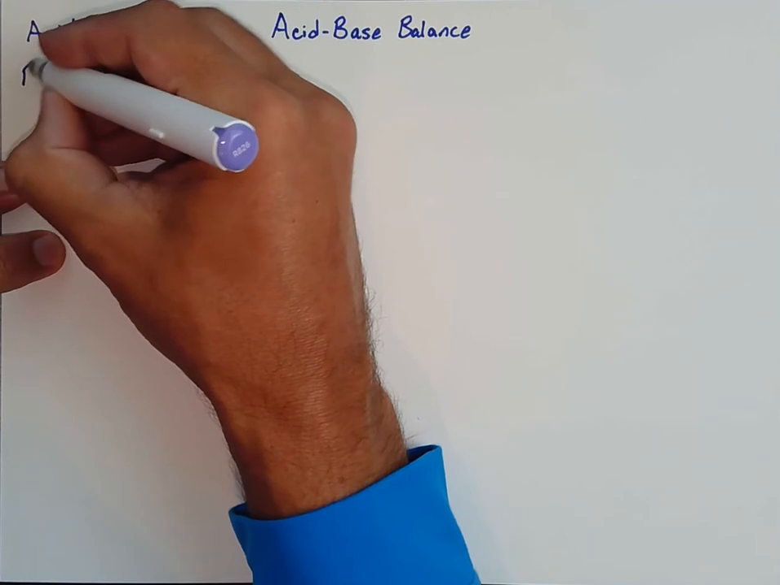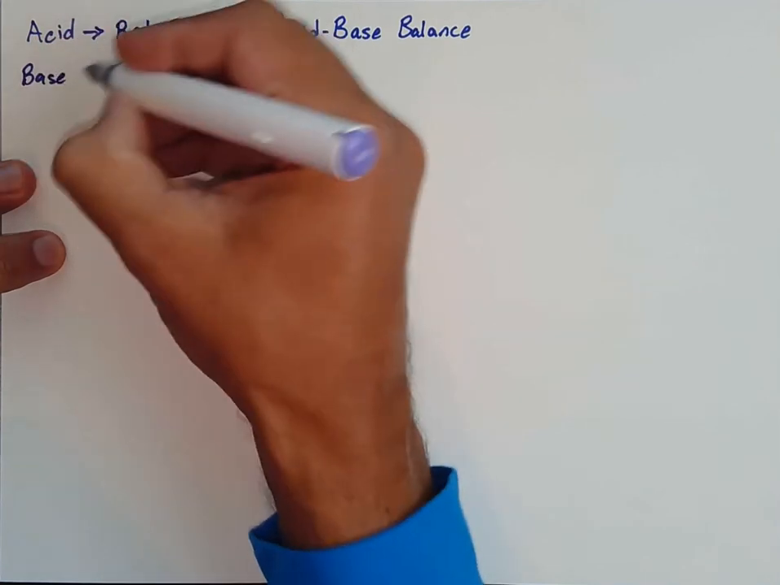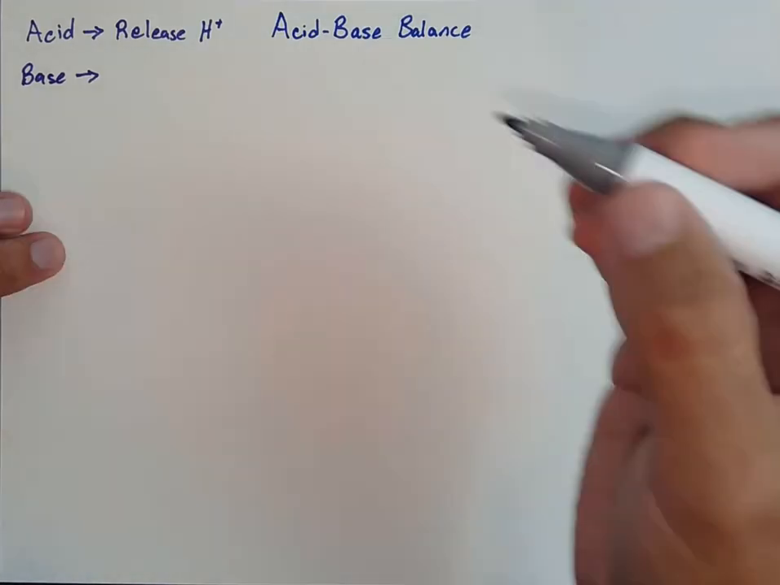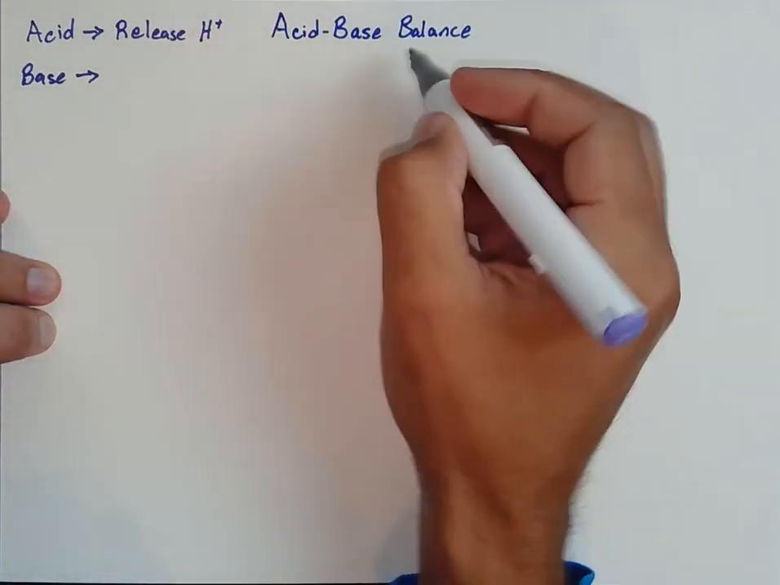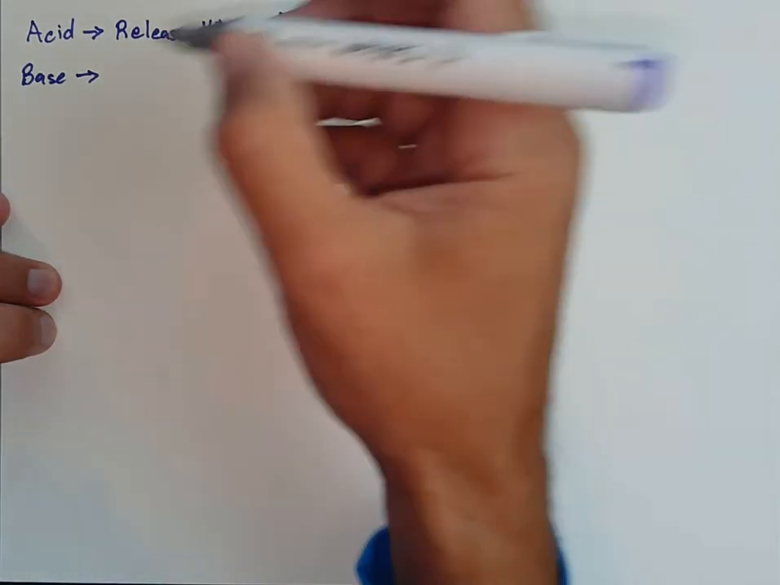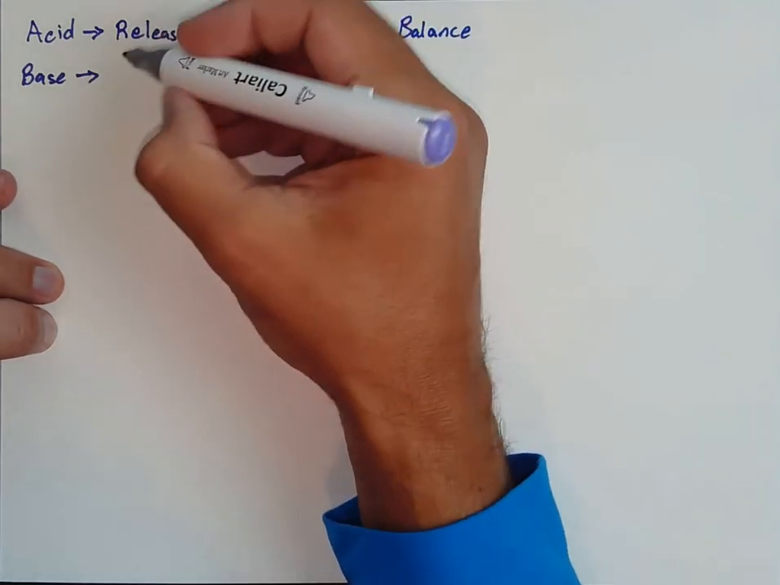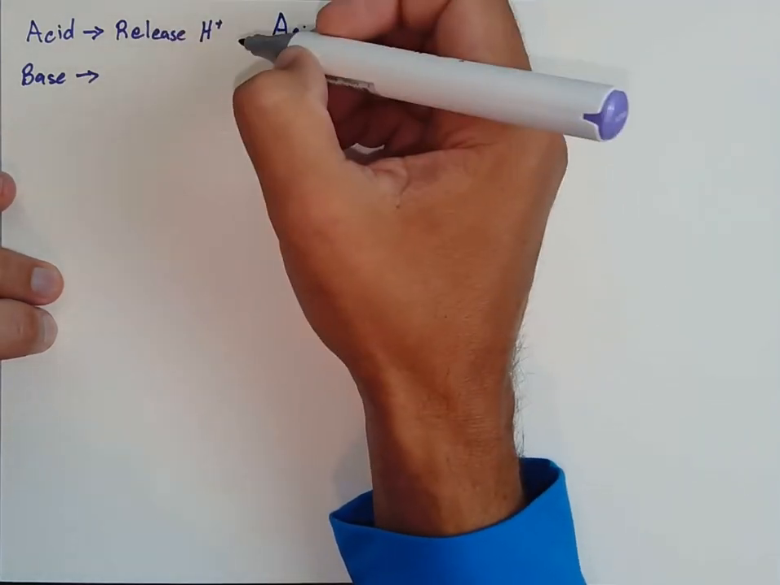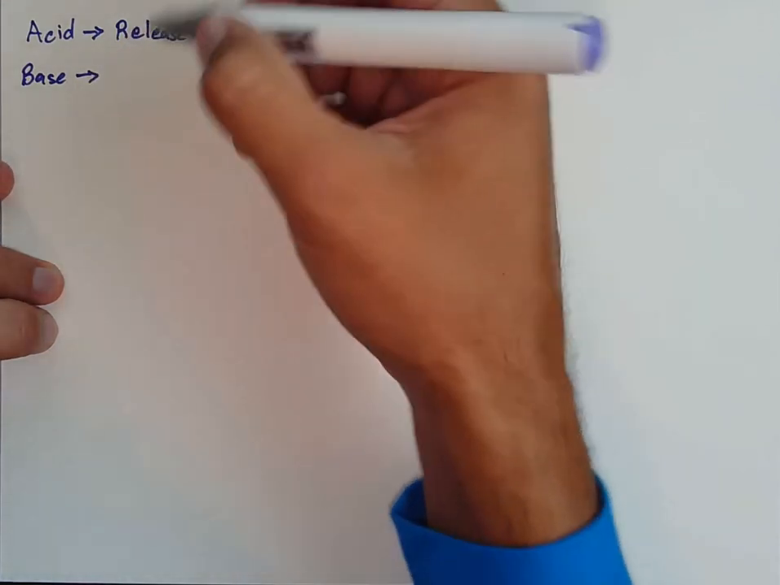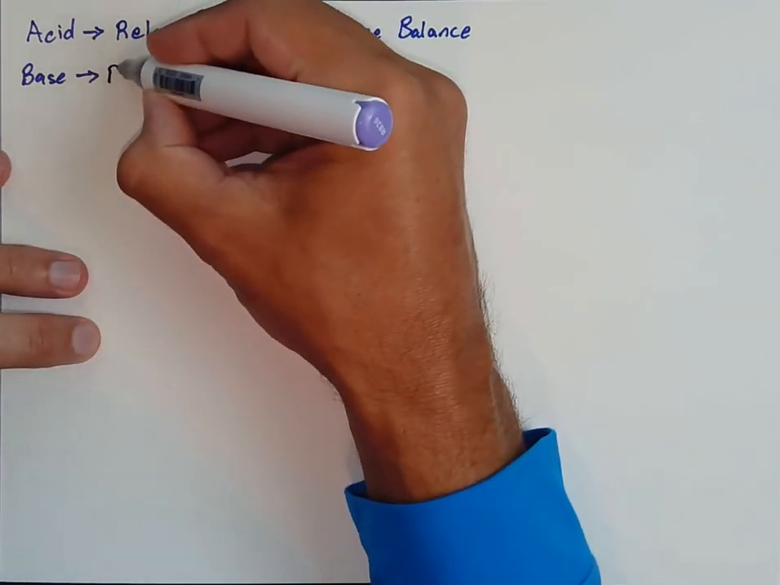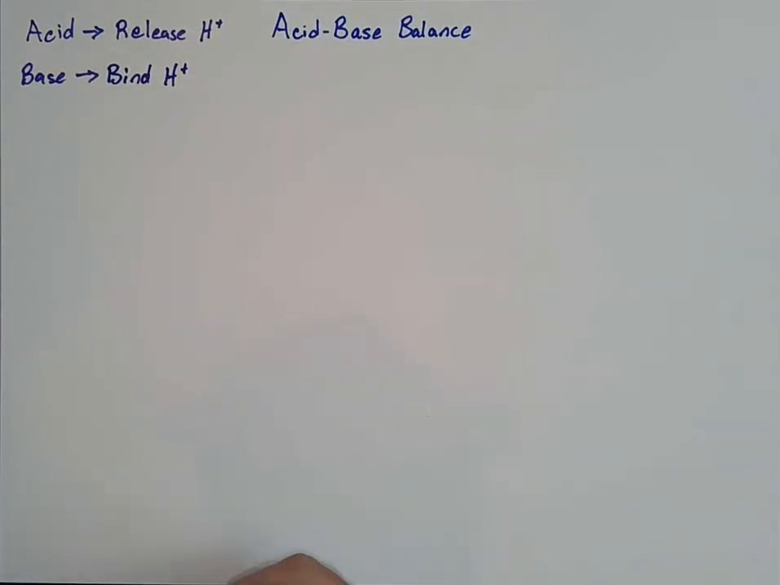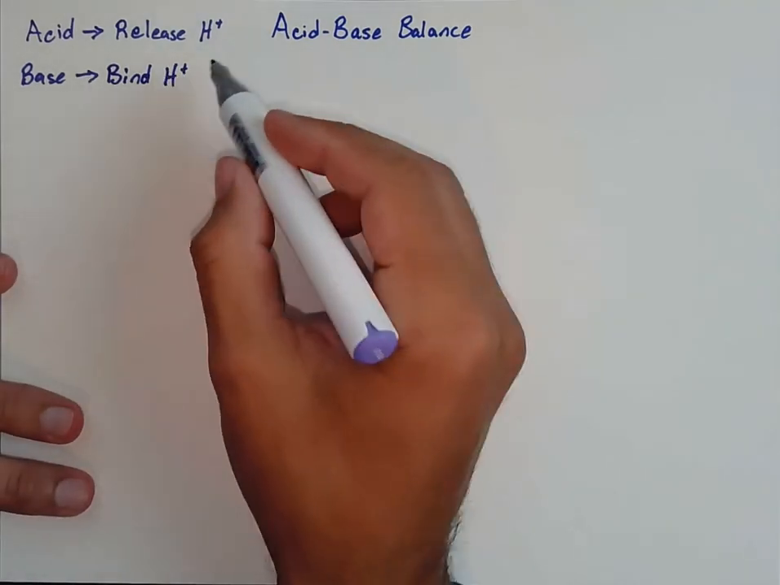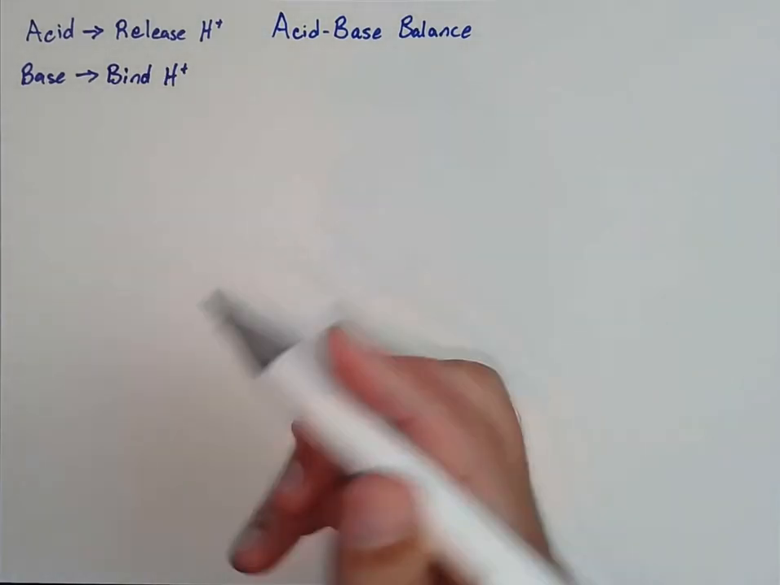Versus a base, which is a molecule that can take up or bind a hydrogen. It also releases OHs, and there's all sorts of other chemistry involved. But when we're dealing with acid-base balance in the human body, the easiest way to think about a base is something that will accept a hydrogen. It's a proton acceptor, so it's going to bind hydrogens. As it binds those hydrogens, it pulls them out of solution. As an acid releases a hydrogen, it puts hydrogens into a solution.